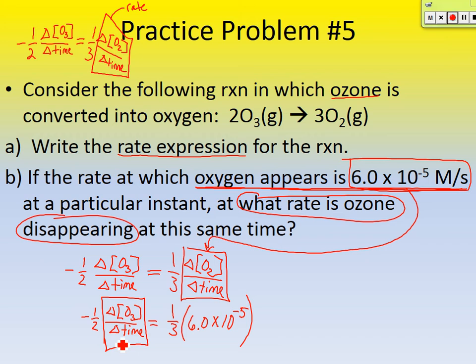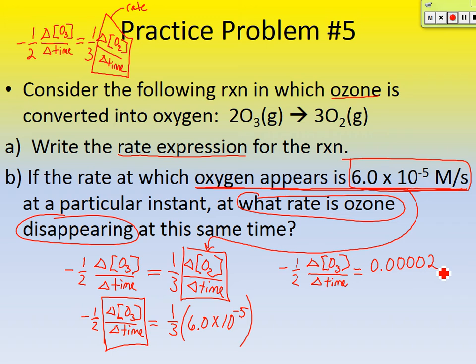So what I would do first is take the 1/3 and times it by 6.0 times 10 to the minus 5. So 1/3 times 6.0 e to the minus 5. And I'm going to rewrite it over here. So I've got a minus 1/2 times the change in concentration of ozone over the change in time is equal to, now what I did was times these two numbers together, and I got this number, 0.00002.